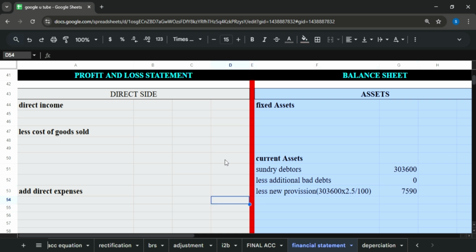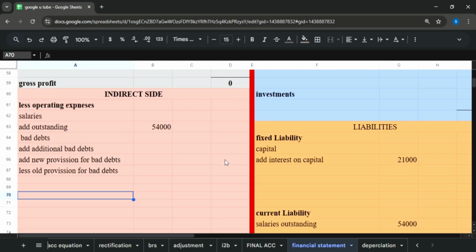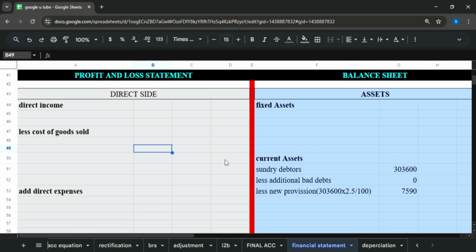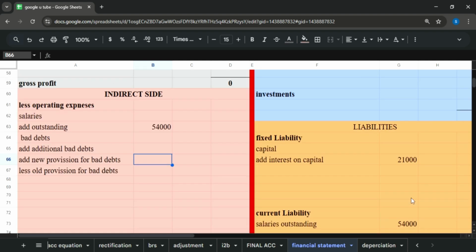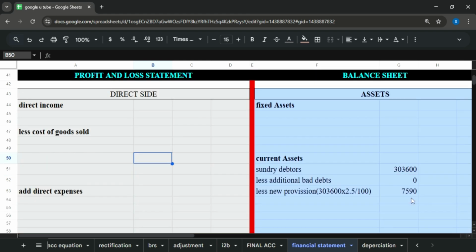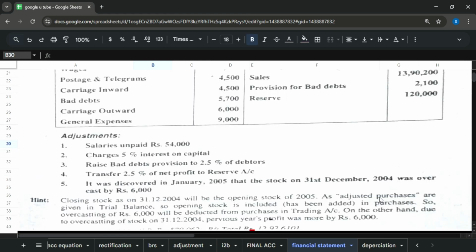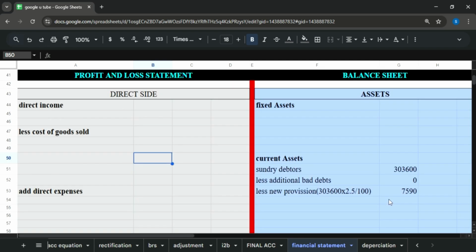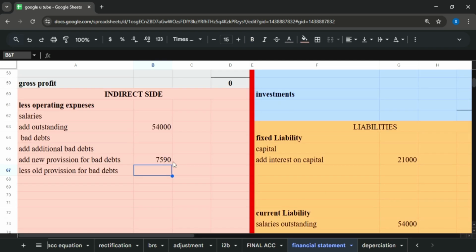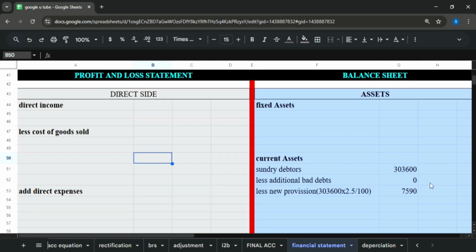Come back to operating expenses. This was your new provision, and the amount which you have just calculated, 7,590, put it over here. Alright guys, third adjustment, double effects completed. As you have seen, one is on the operating expense side, and secondly it would be subtracted from debtors.